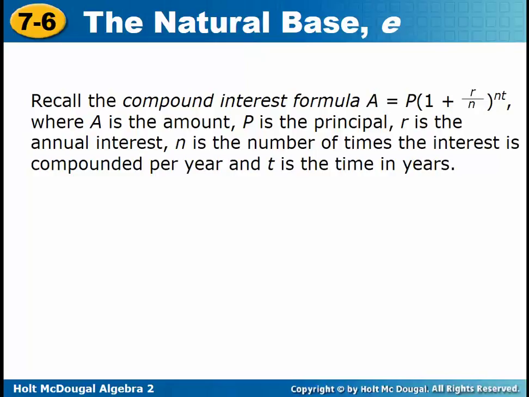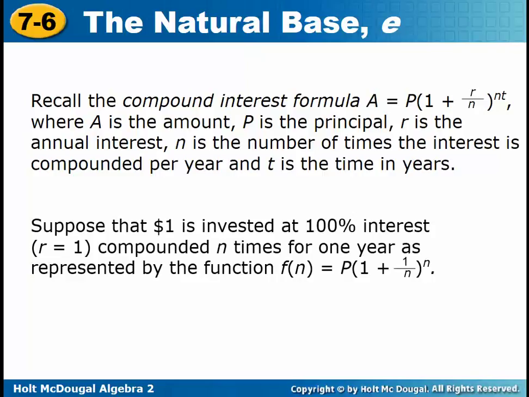Remember, the compound interest formula is A equals P times 1 plus r over n to the nt power. A is the amount, P is the principal, how much you put in at the beginning, r is the annual interest written as a decimal, n is the number of times the interest is compounded per year, and finally t is the time in years.